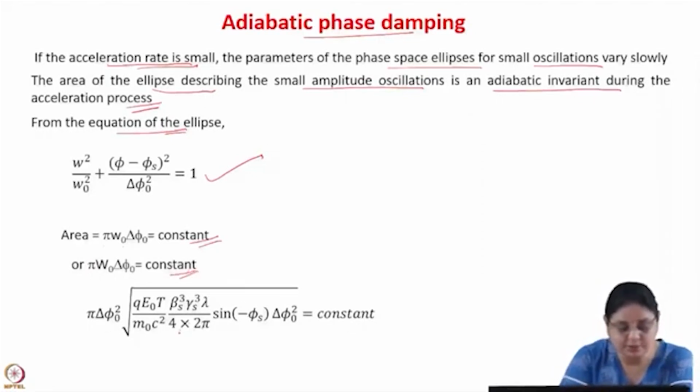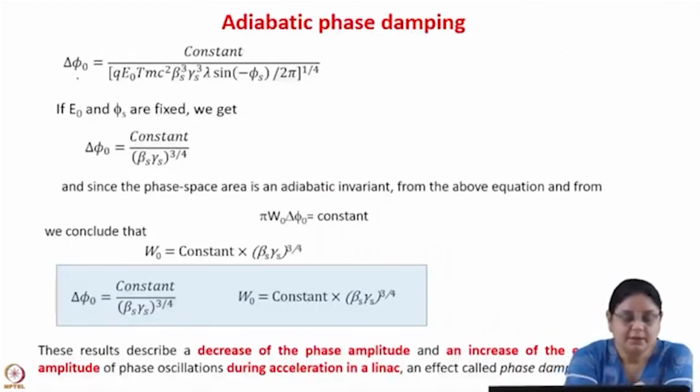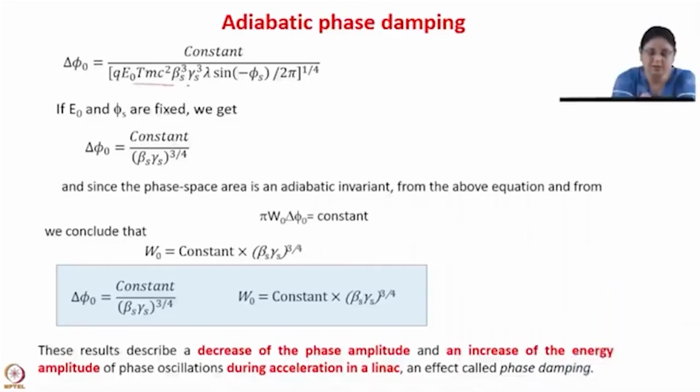So we can substitute these values here, and this term is equal to a constant. From here we can write for delta phi 0 that it is a constant times this term in the denominator. Now we see that all the terms in the denominator are constant except for beta and gamma, which are varying slowly because the acceleration rate is small. So if E0 and phi s are fixed, we get delta phi 0 equal to some constant divided by (beta s gamma s) to the power of 3 by 4.